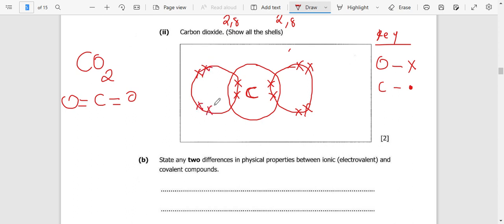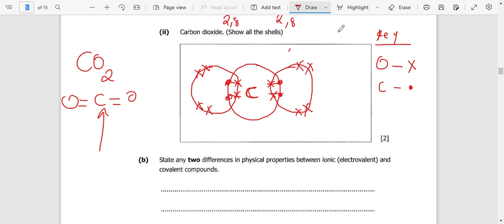So for oxygen, I've already written. And then carbon has got 4 electrons in the outermost shell. So I'm going to put one here, another one here, and then one here, another one here. So this is a double bond. Also, this is a double bond. This is what we're able to see.